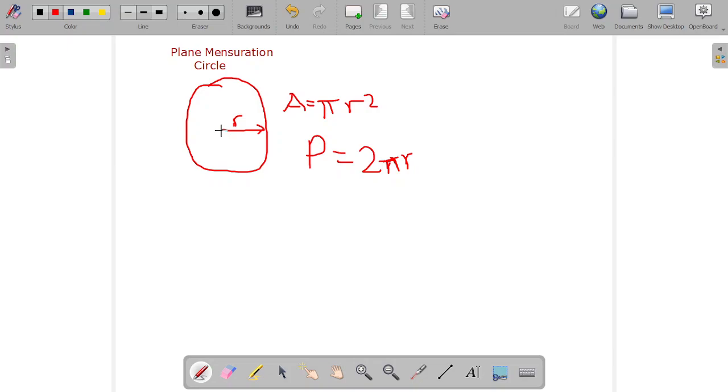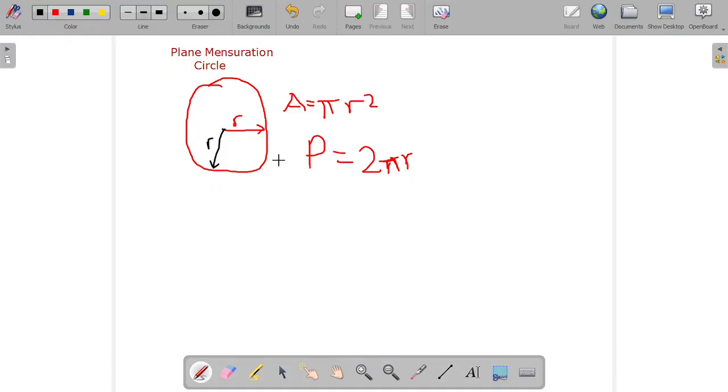So we have the radius of the circle. It is a line drawn from the center of the circle to any point on the circumference of the circle. Suppose the line was drawn from here to this point here. Suppose the line was drawn from this point to this point. It's also the radius of the circle.